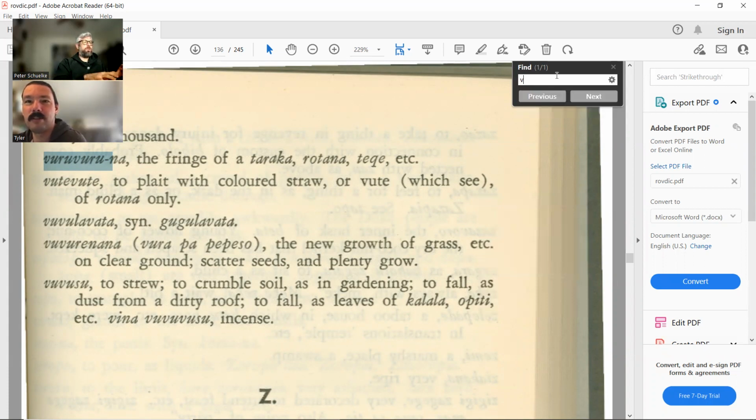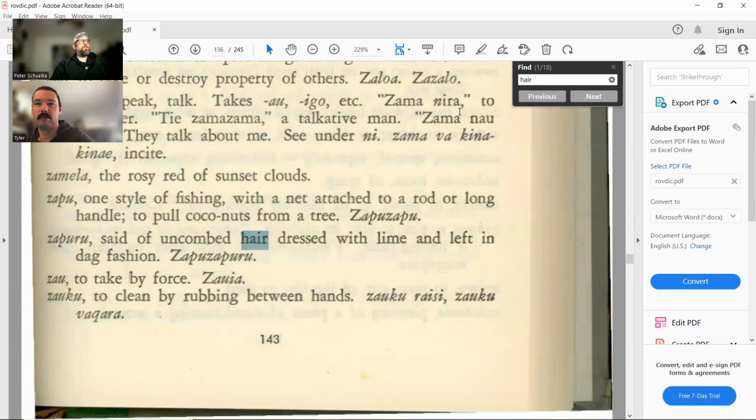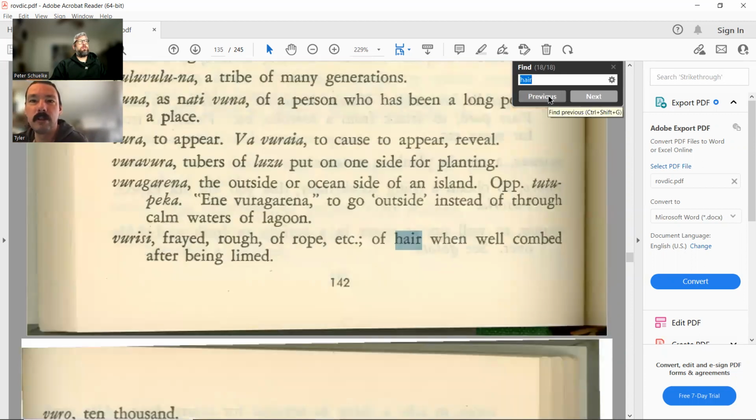Vurumu doesn't exist. Let's look what they have for hair. Now, I know some hair words. Zapuru, set of uncombed hair. It doesn't mean hair. It's some adjective-like thing describing it. Of hair, same. Vurisi.